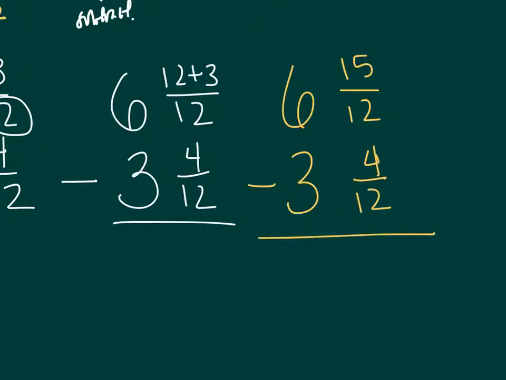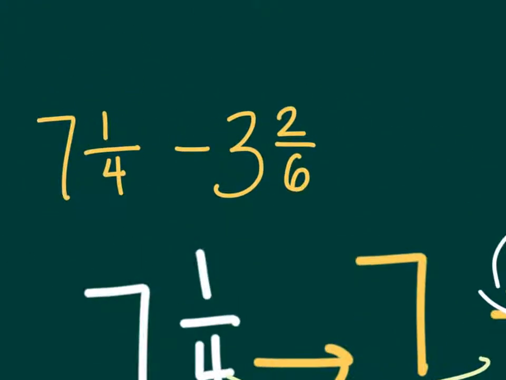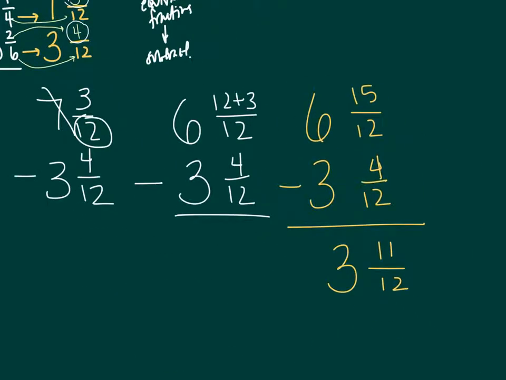Now I finally have a subtraction problem where I can subtract my numerators. 15 subtract 4 is 11 over 12, and 6 subtract 3 is going to be 3. So the answer to the problem that we started with, what seems like a long time ago, 7 and 1/4 subtract 3 and 2/6, is actually going to give us an answer of 3 and 11/12.